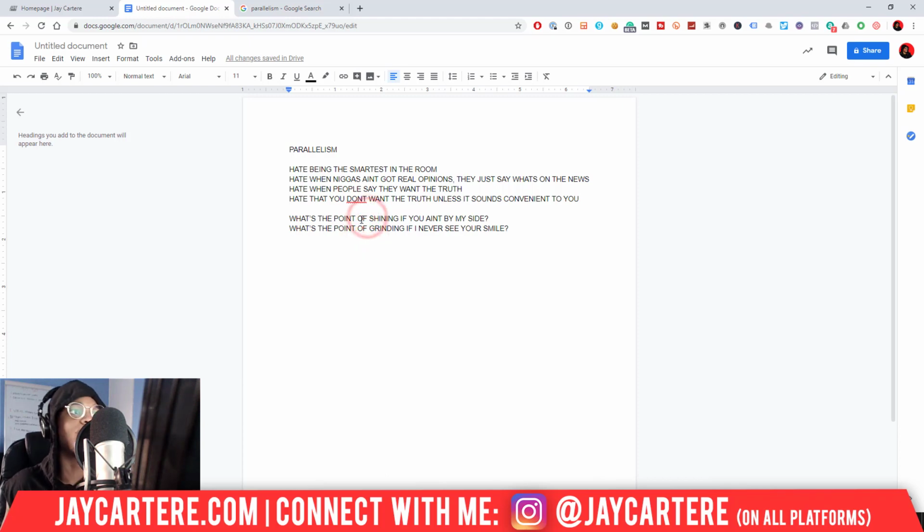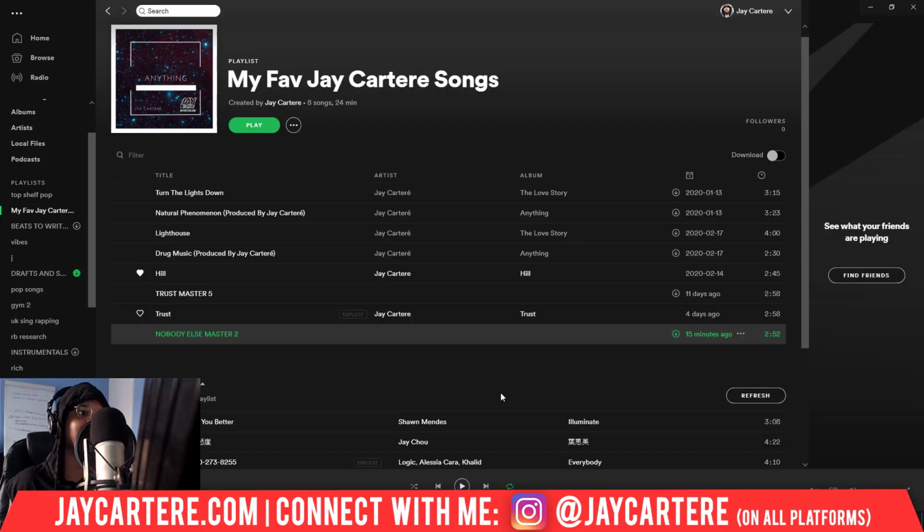In the first line, we've got "what's the point of shining if you ain't by my side," and then we've got "what's the point of grinding if I never see your smile." It's catchy because it's got that little bit of repetition, but we're also using different rhyming words, and it echoes the same meaning, but we're saying it in a different way, so it's a great transition right here. Let's play that back so you can hear the transition and see how it moves into the second part of the verse.